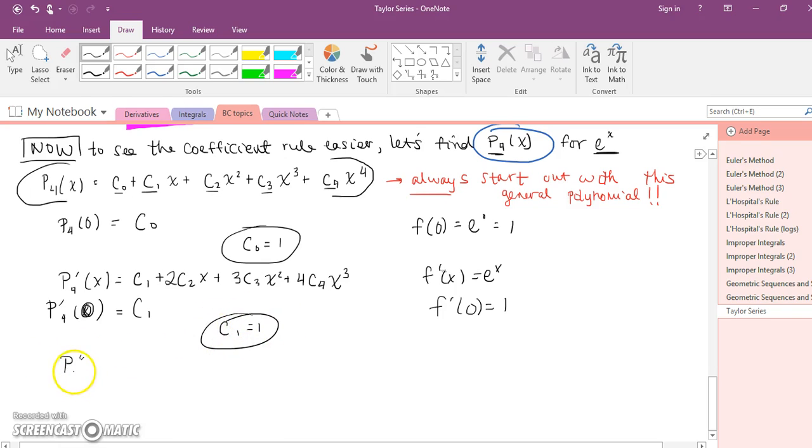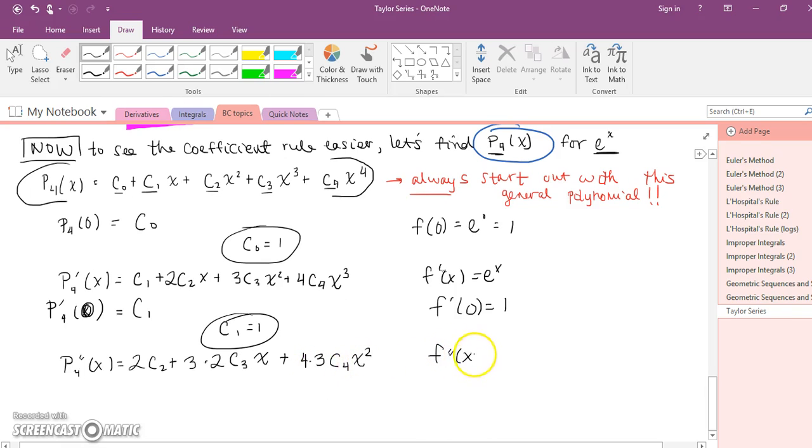Okay, p double prime sub 4 of x: derivative of a constant is 0, 2c sub 2 plus, okay, pause. Normally you would say, okay, that's 6c sub 3, but hold on, write it like this. You'll see why in a moment. Plus 4 times 3, c sub 4 x squared. Normally you'd say, oh, that's 12, but just follow along.